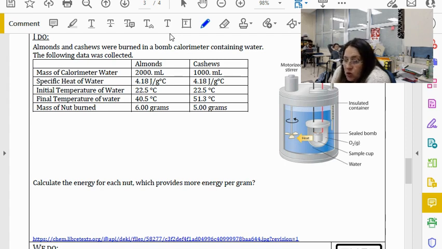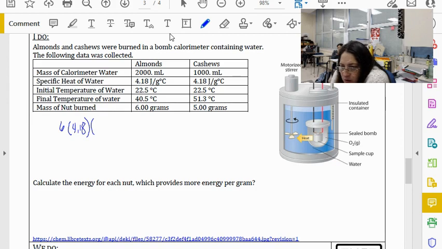All right. So, they want to know the energy for each nut and which provides more per gram. So we've got our mass of our nut here, which is 6 grams. We have our specific heat of water, which is 4.18. And we have the change in temperature here.